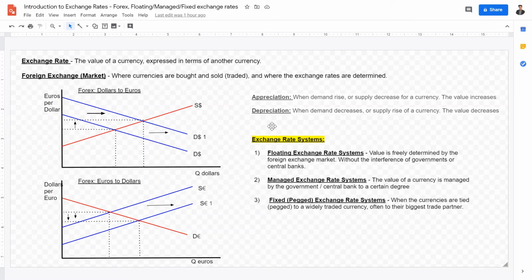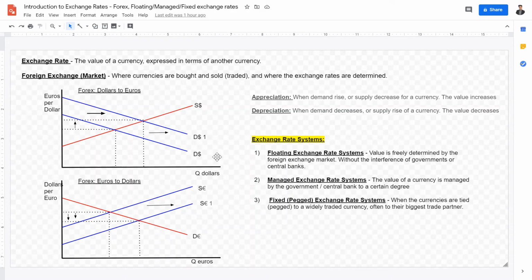Now, how do we illustrate appreciation and depreciation? Let's look at the dollars to euros graph right here. D0 is demand. If demand for US dollars increases, that means appreciation occurs. So demand gets shifted to D1, the demand for dollars 1. The demand curve gets shifted outward. That means the price for US dollars goes up, which leads to the appreciation of the US dollar.